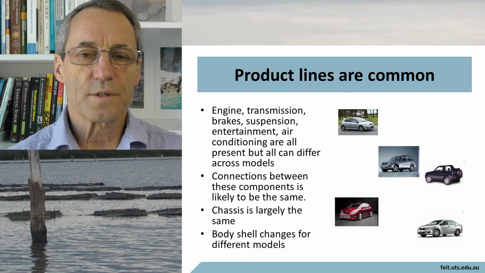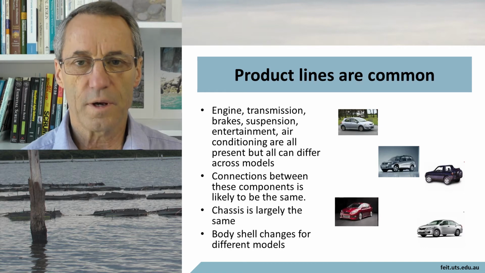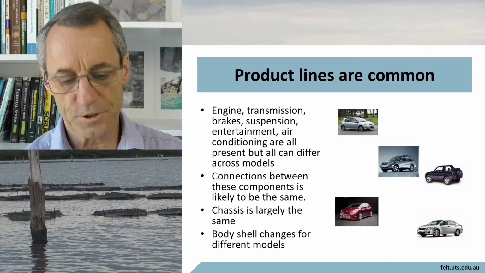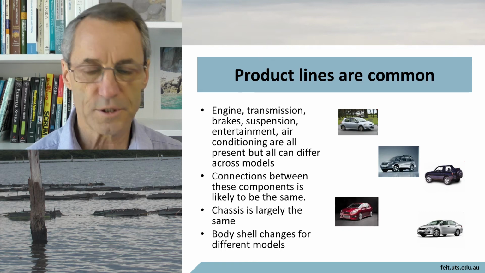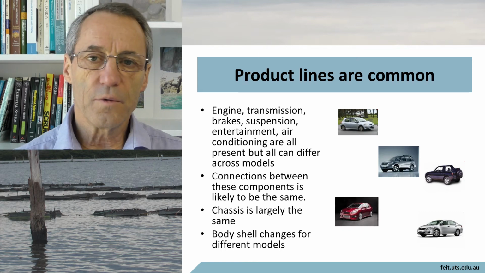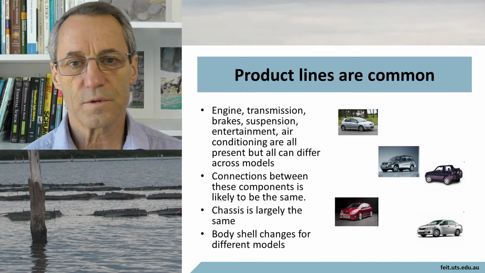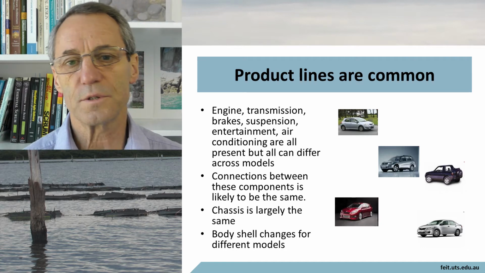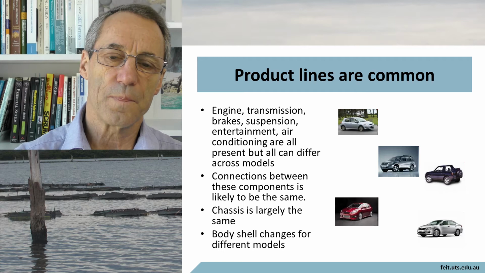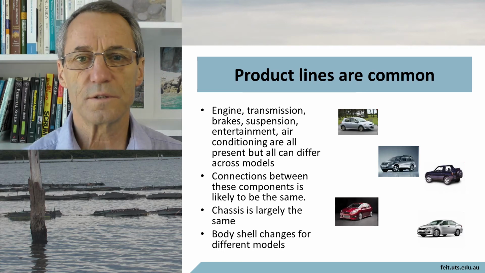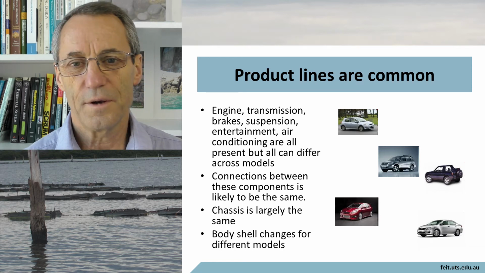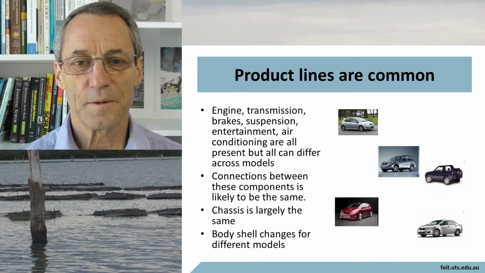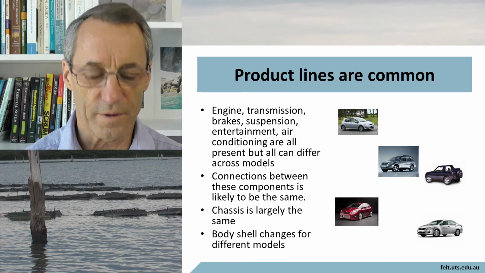Well, we're surrounded by product lines. One example there is, I picked on a car, and I think it's a variety of Toyota, the Toyota Corolla. Now, the engine, the transmission, the brakes, the suspension, the entertainment, the air conditioning, they're all there, but they may well be slightly different across the different vehicles in the product line. You can have a manual transmission, an automatic transmission. You can have a smaller engine, a larger engine. You can have air conditioning or not. Different entertainment systems in these things, but it's still recognizably a Toyota Corolla in some form or other.